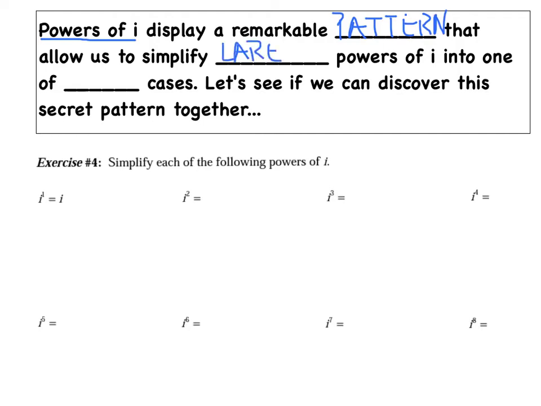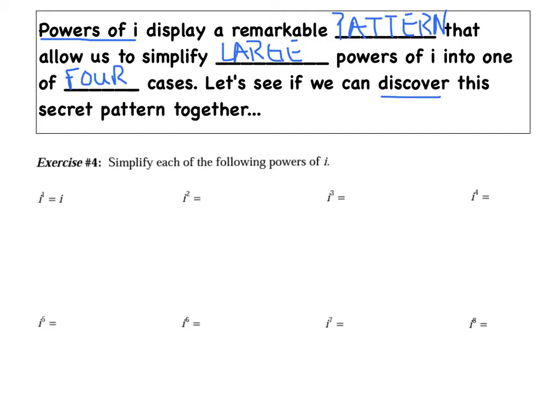i. Like what's i to the 99th power? What's i to the 200th power? Into one of four cases. Okay, there's only four possible outcomes we could have, whether it's i to the 90th or i to the 200th or i to the billionth power. So let's do a couple of examples and let's see if we can discover the secret pattern together.